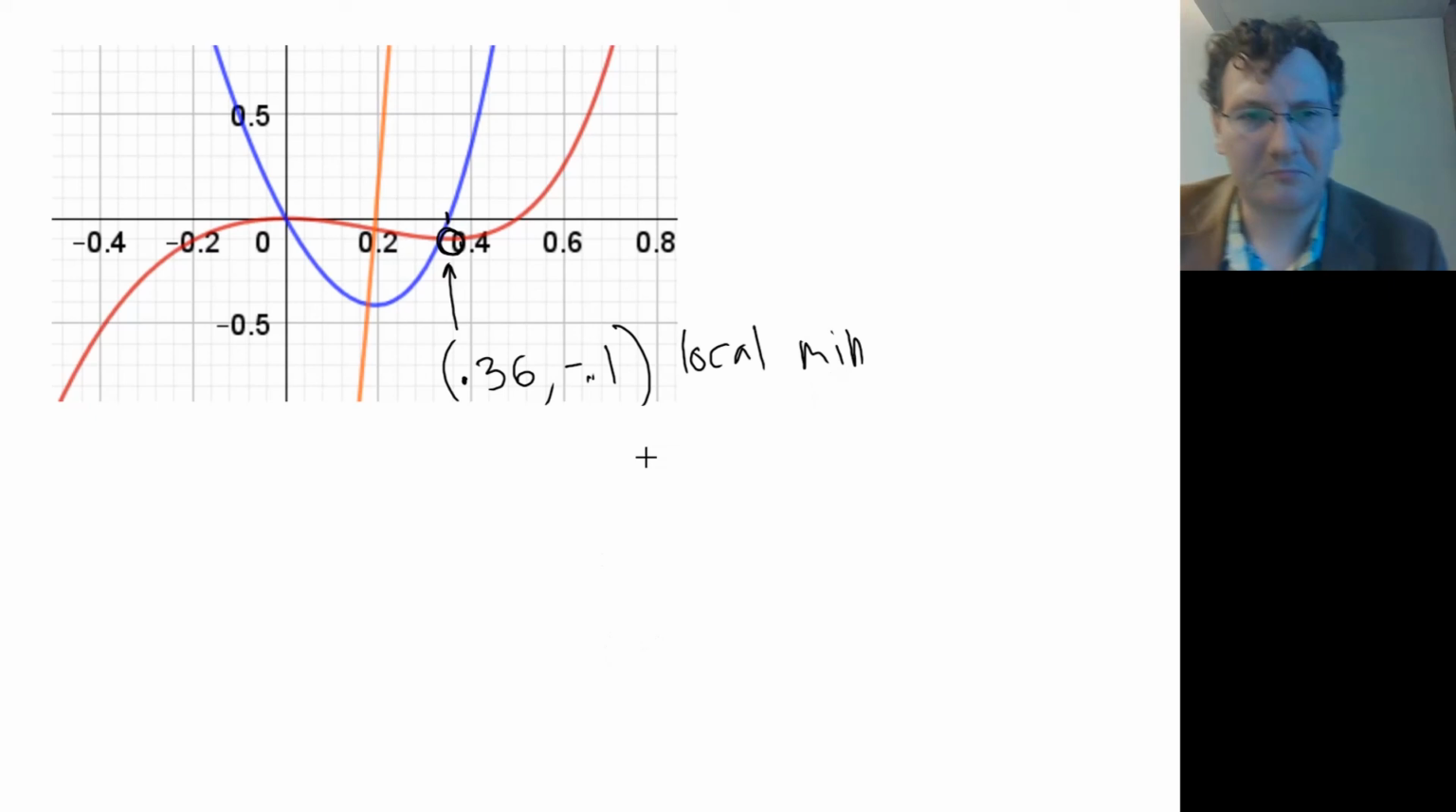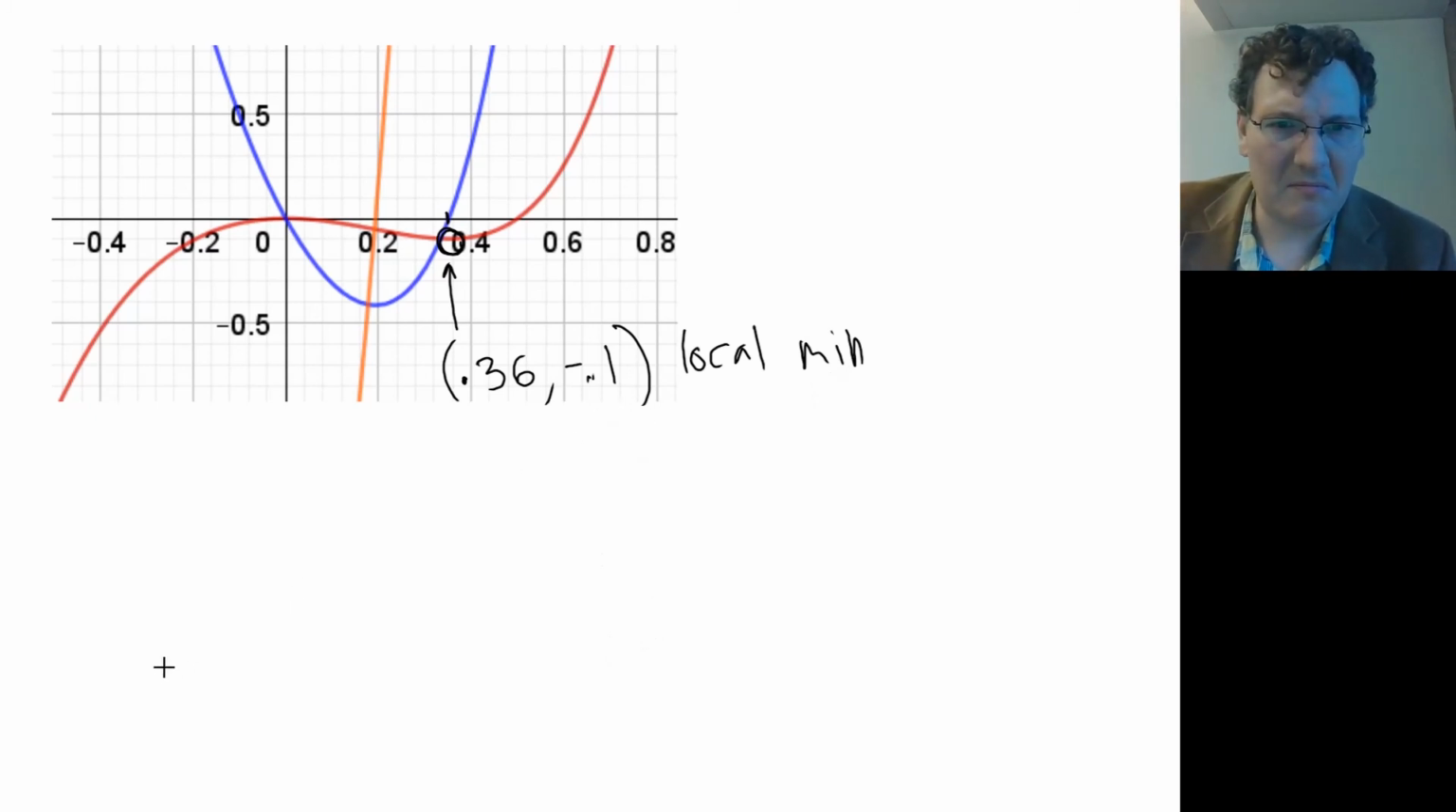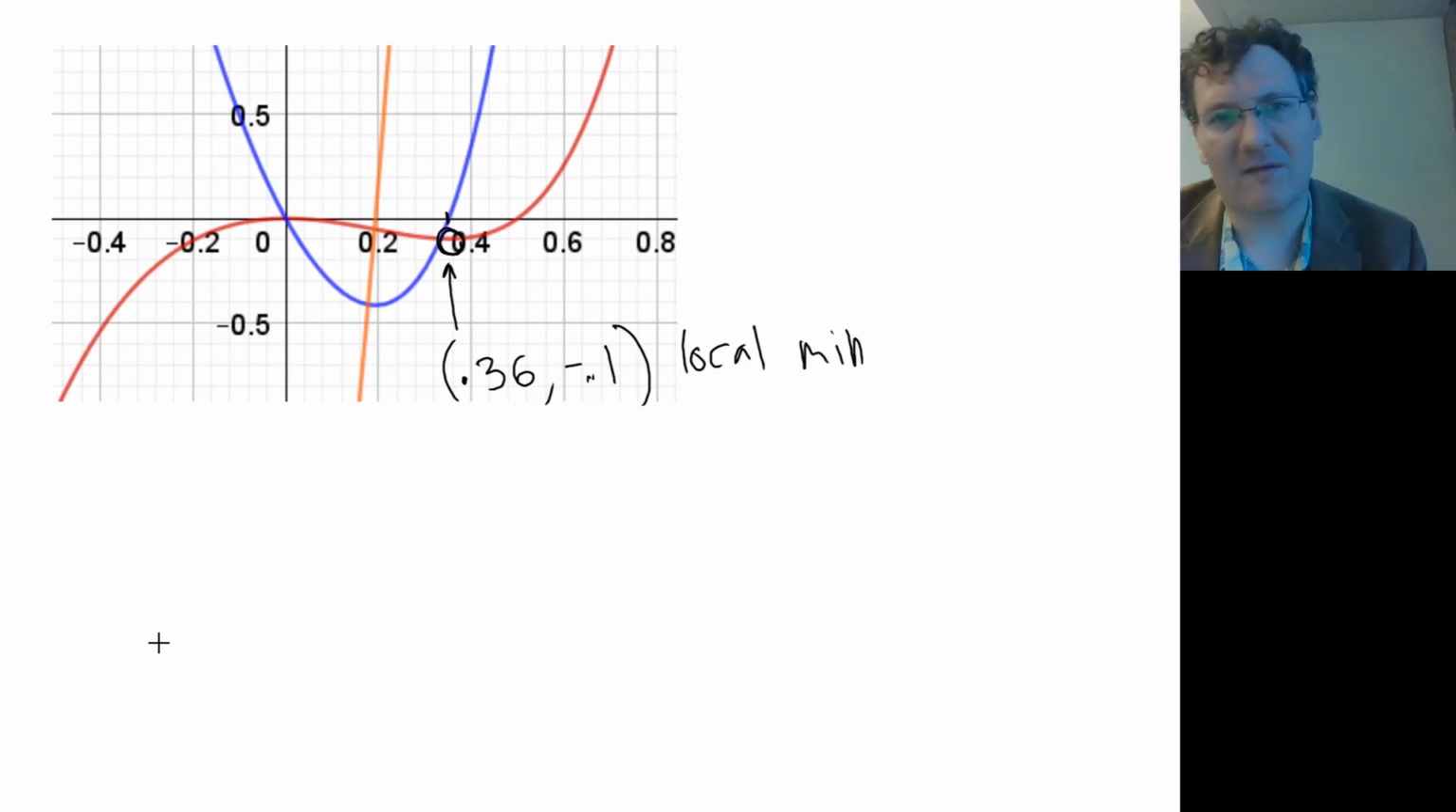Anyway, I just wanted to demonstrate a couple of things, looking at how concavity relates to the shapes of these curves. We'll do more practice.